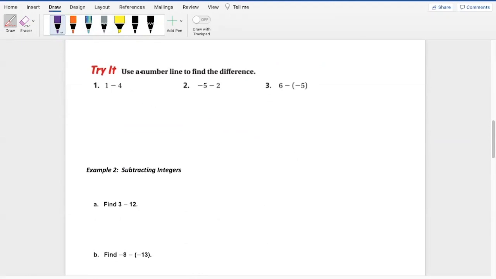All right, so using a number line to find the difference, think of that as 1 plus a negative 4. So on our number line, there's my 0. These would be my negatives. So I would start at 1. They're not spaced out exactly perfectly here, but since I'm adding -4, I want to move to the left 4. And I can see I end up at -3.